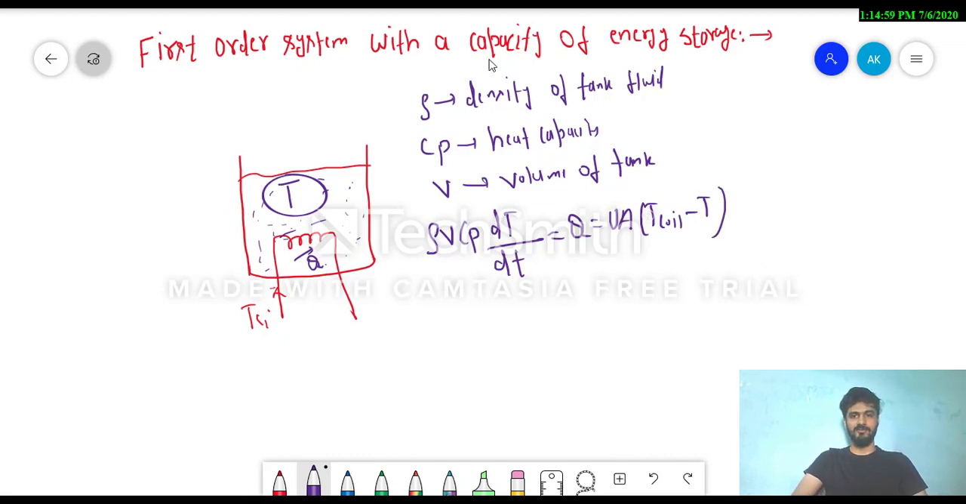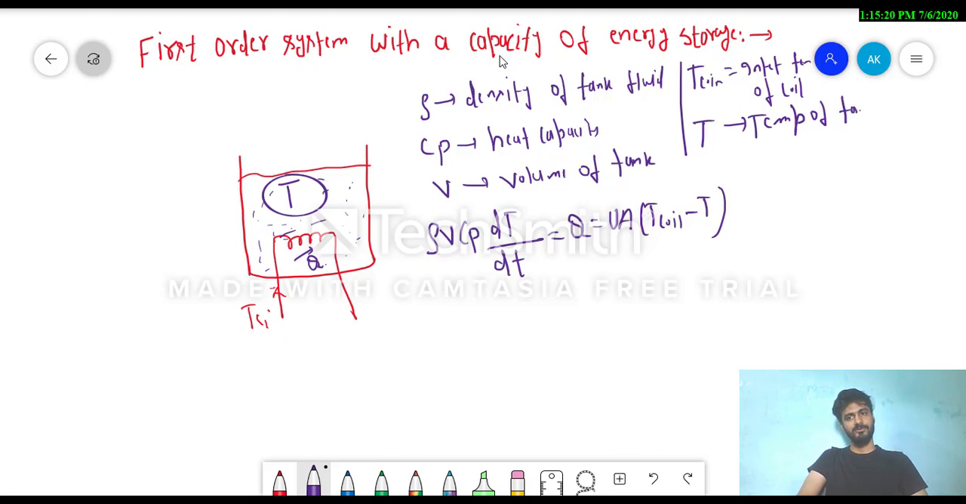I am writing it here: T coil is the inlet temperature of the coil, and T is the temperature of the tank fluid, which is our output response. T coil is our inlet, the input.